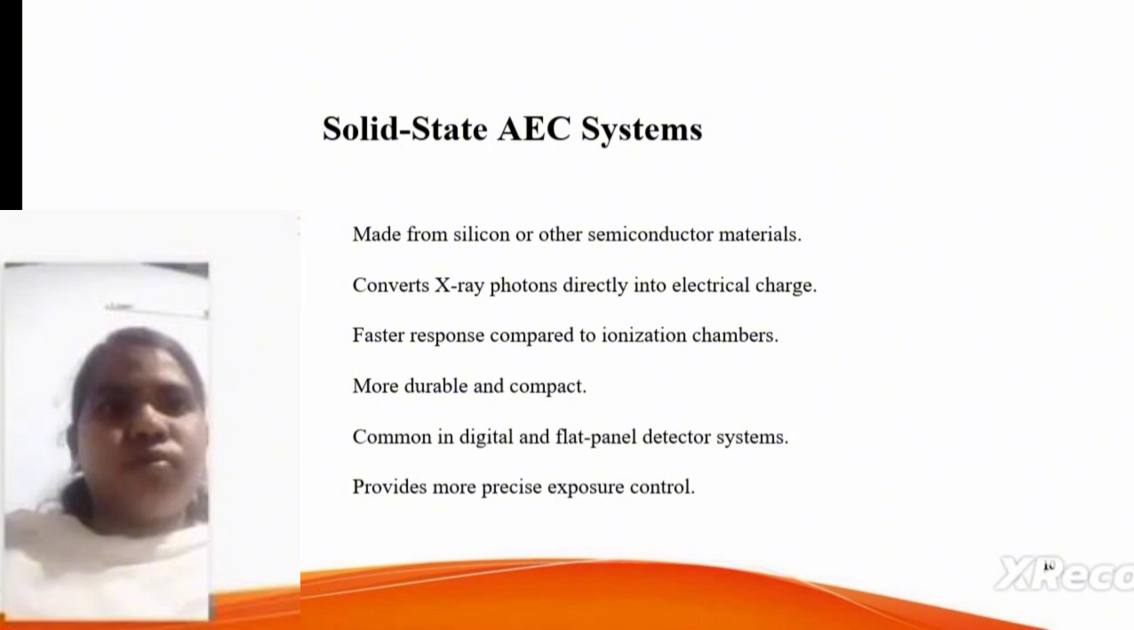Solid state automatic exposure systems are made from silicon or other semiconductor materials. They convert X-ray photons directly into electrical charge. They have a faster response compared to ionization chambers, and are more durable and compact. Common in digital and flat panel detector systems, and they provide more precise exposure control.